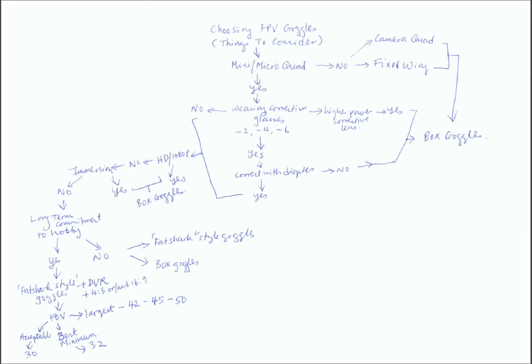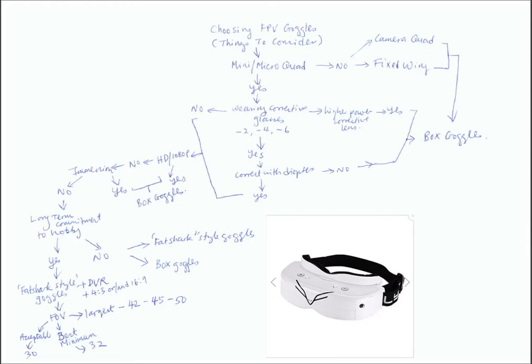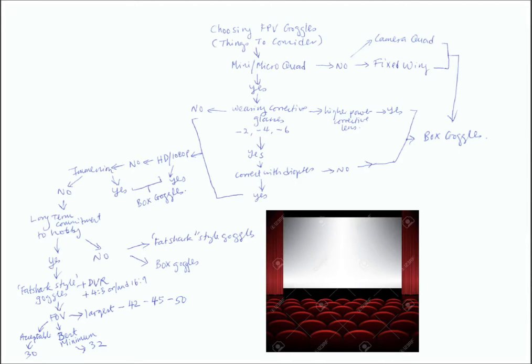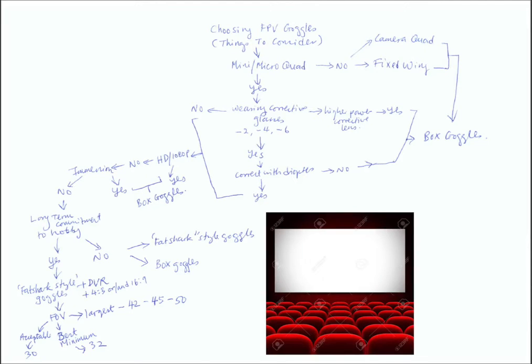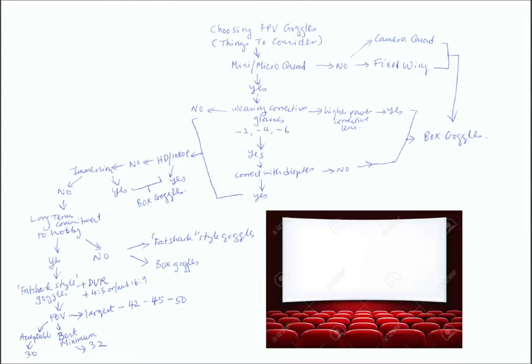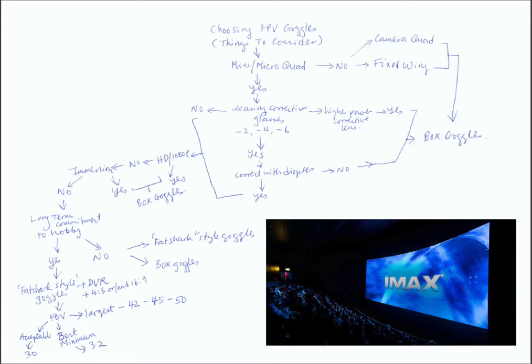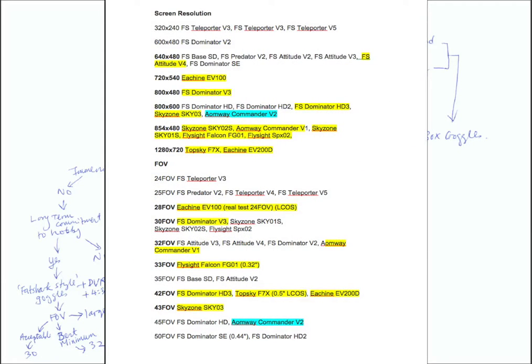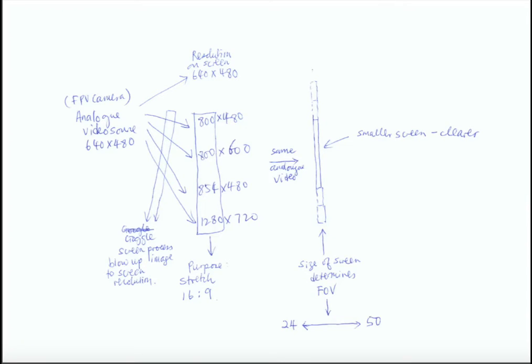So assuming that now the goggles fit you and you like the design, and you can correct your vision using diopters, the next thing that you need to consider, really the most important thing, is field of view. This is really based on your preference, because say for example you go to the cinema, do you want to sit very far away from the screen, or do you want to go to IMAX, or do you want to be just a reasonable distance from the screen? So that's the field of view that you can see inside the goggles. The field of view can range from 25 to 50, but from my personal experience, the best minimum that you can go down to is really 32, and the least minimum is 30. And the optimum field of view for quadcopter flying is really around 42, 45, maybe if you can stretch it, 50.